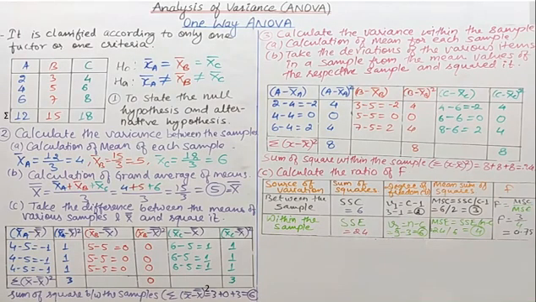How to solve the questions of the one way ANOVA. Okay, so now we see there is a question. There are A, B, C, three sets of values given. A has the values 2, 4, 6, B has the values 3, 5, 7, and C has the values 4, 6, 8. Now we see that there are three samples, so we will use the ANOVA.